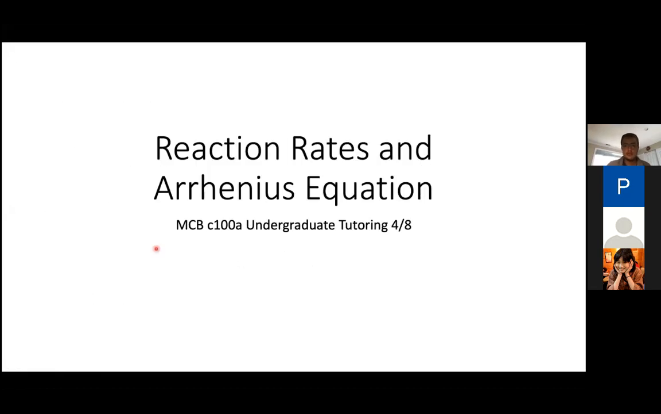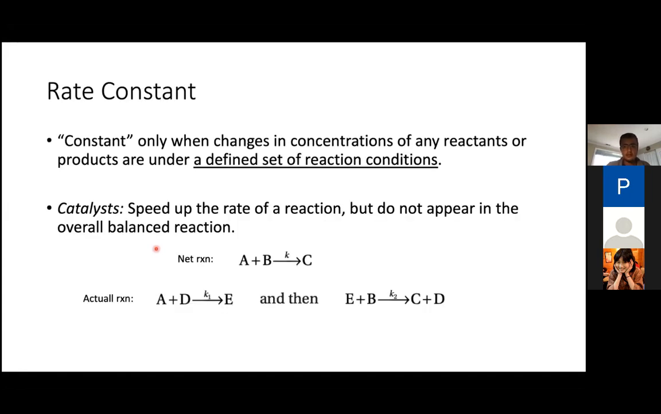All right, so for this last presentation, I'll be going into a bit more detail of what affects the reaction rate, and how all these factors that affect the rate of reactions come together in the Arrhenius equation. So let's get started.